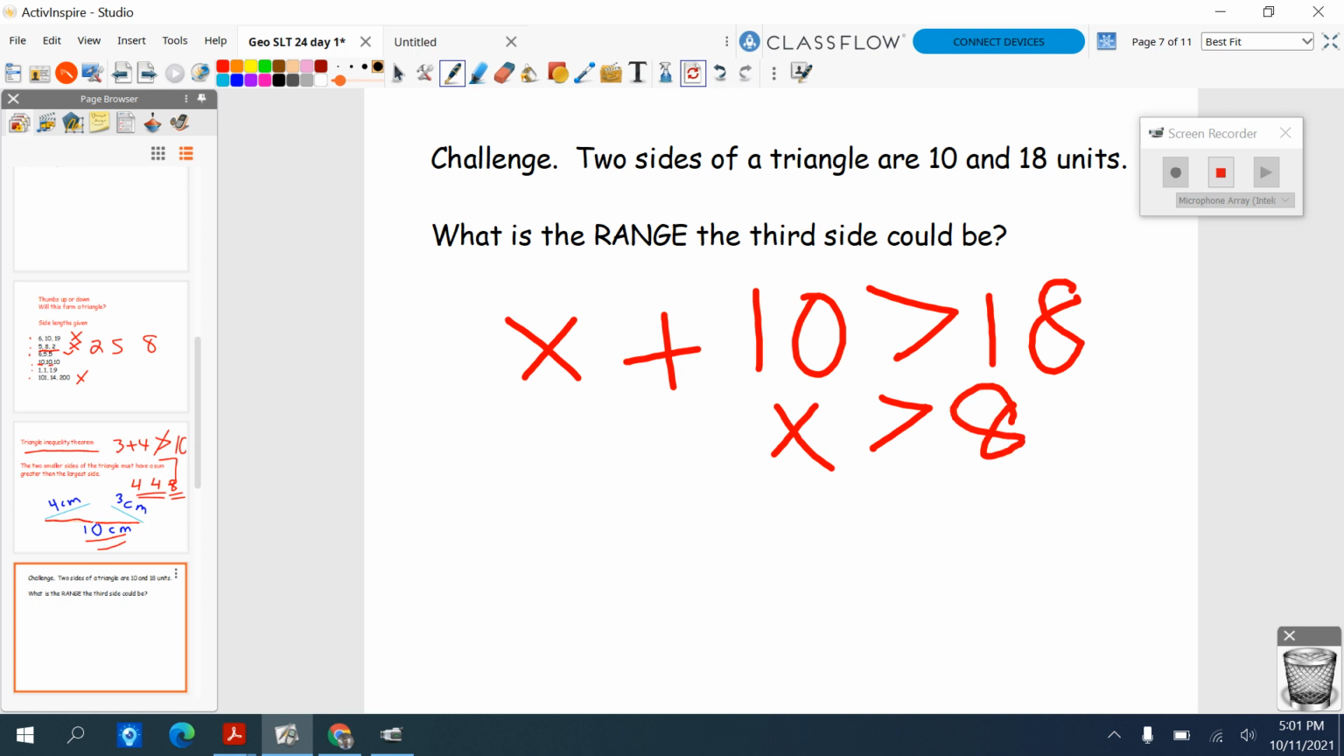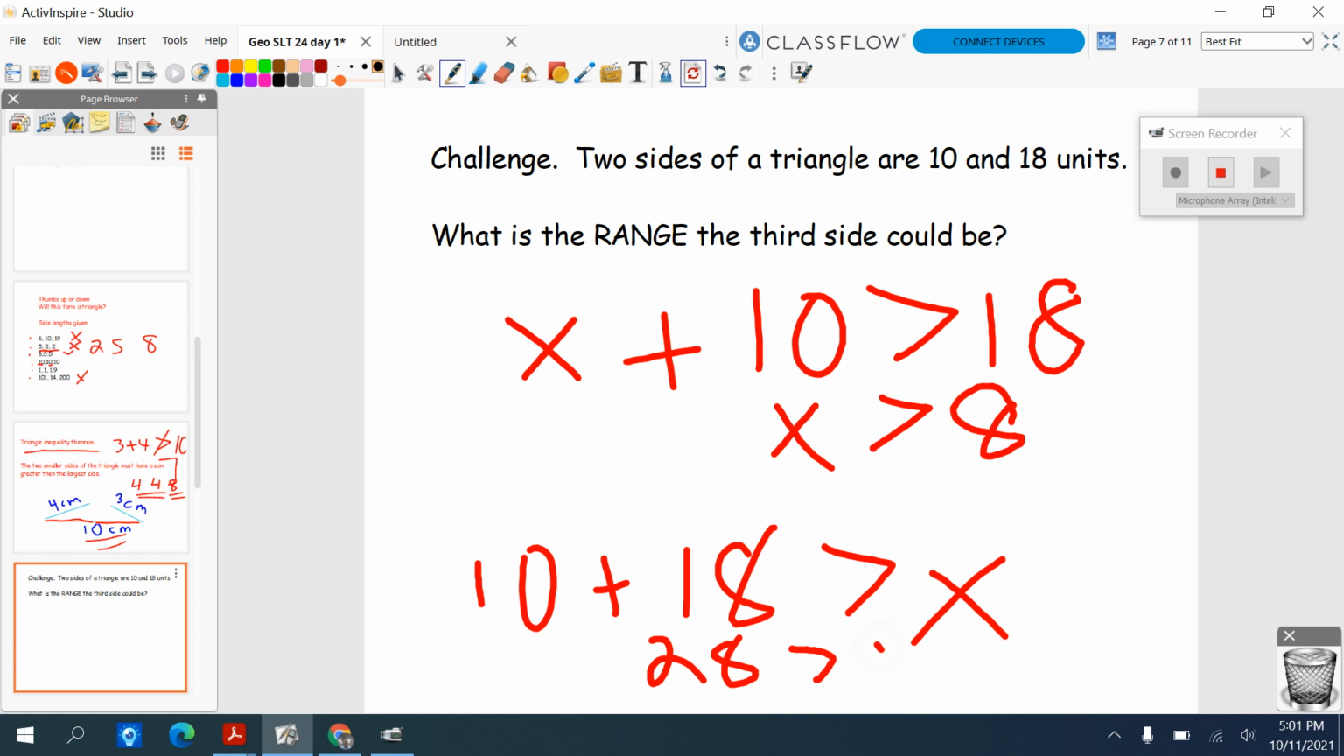Then I think about what if x was the largest side? If x was the largest side, then 10 plus 18 would have to be greater than x. You couldn't have x where 10 plus 18 wasn't greater. So that would mean 28 is greater than x, and if I flip that around, x is less than 28. It being the middle side doesn't really matter, because if it's between those two, it could be the middle side. You're just thinking about the minimum and the maximum.